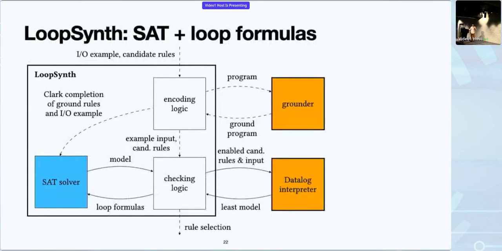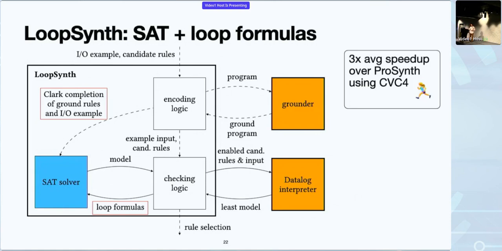Our tool loopsynth uses this ASSAT algorithm essentially to solve the Datalog synthesis. I know there's a lot going on here, so I'm just going to highlight two things. The first is, as promised, we are actually taking our ground rules and encoding them into the SAT solver. And the second is that the checking logic is now returning these loop formulas. So before it was constructing conflicts using Datalog provenance, it's no longer doing that at all. It's just using these loop formulas. So these two things, the fact that we're encoding the rules themselves and that we're using these loop formulas to guide the SAT solver, is really what differentiate this approach from prior ones.